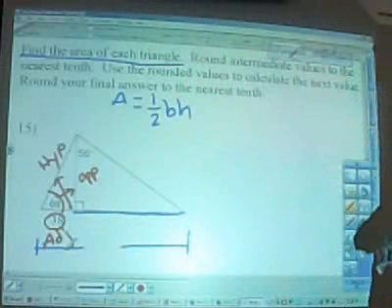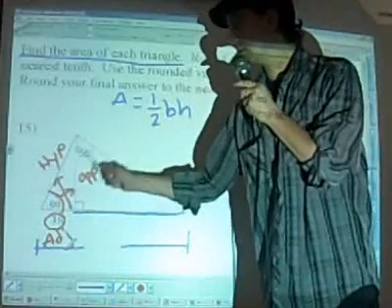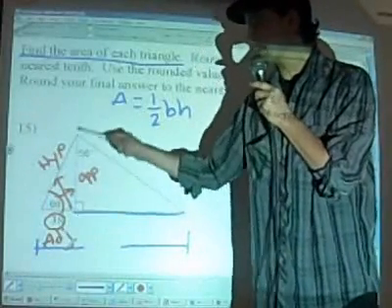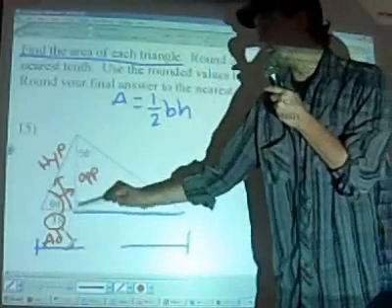So the next step that people usually get stuck on is I'll see people start solving for the hypotenuse over here, but what you actually want to do is find the opposite. Remember, we wanted to find the base and the height, and the height is this line right here.